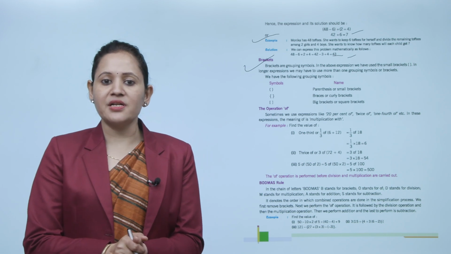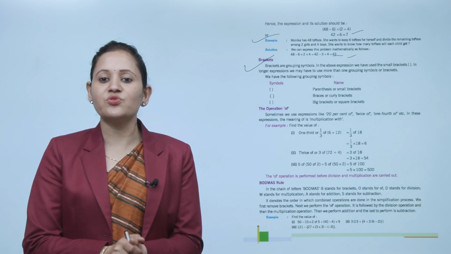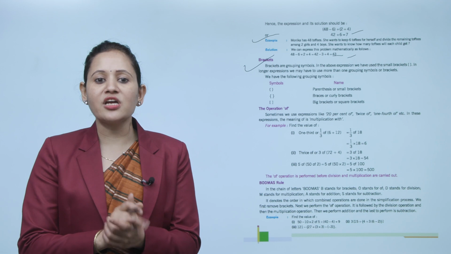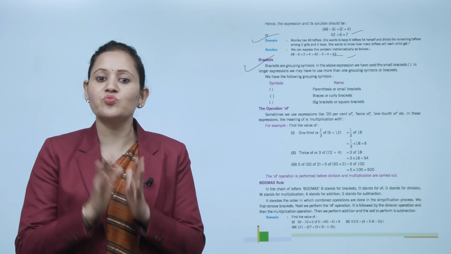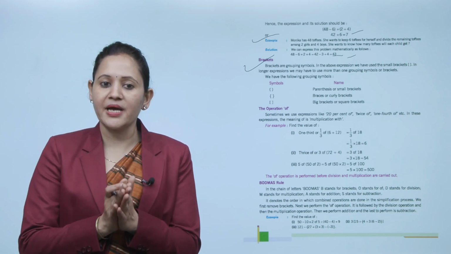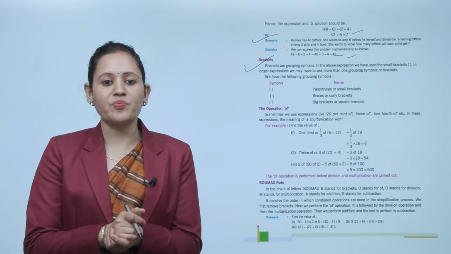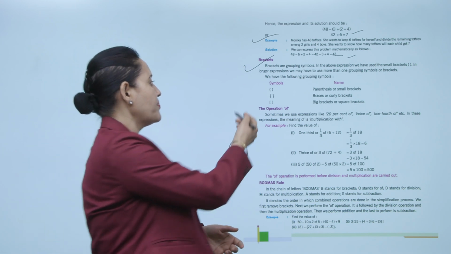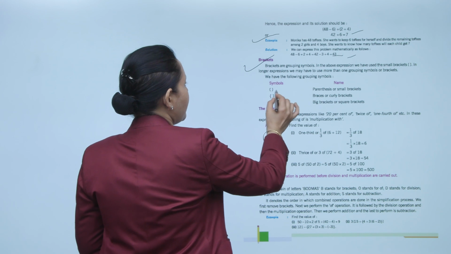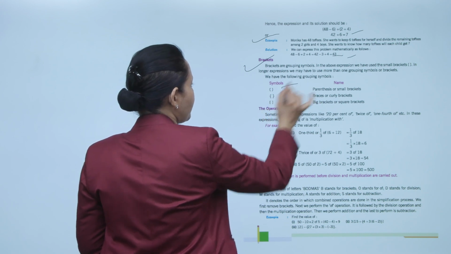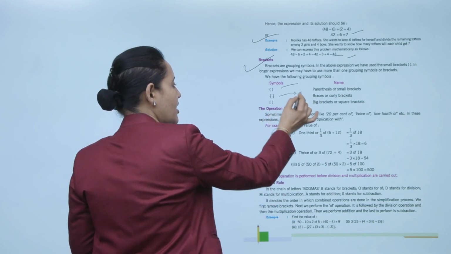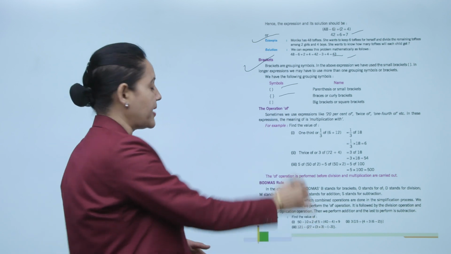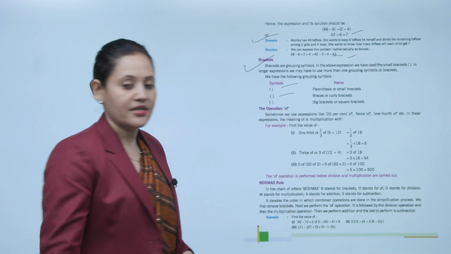Brackets are the grouping symbol. In the above expression, we have used the small bracket. In a longer expression, we may have to use more than one grouping symbol or brackets. We have the following grouping symbols. This kind of bracket is known as parenthesis or small bracket. This is braces or curly bracket, and this is big bracket or square bracket. Clear?